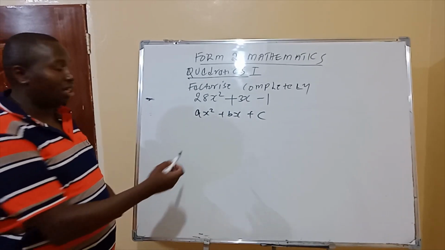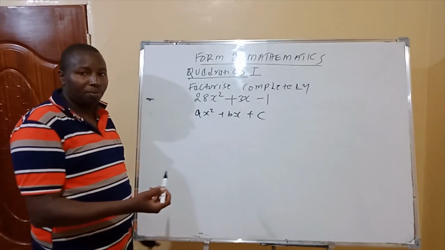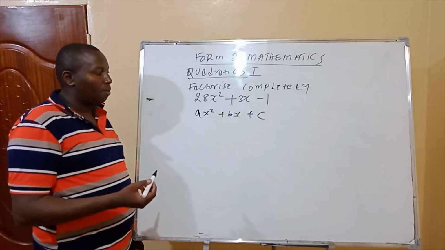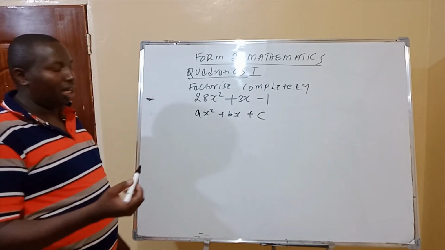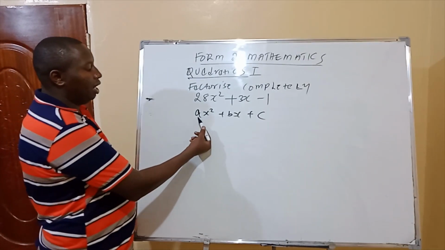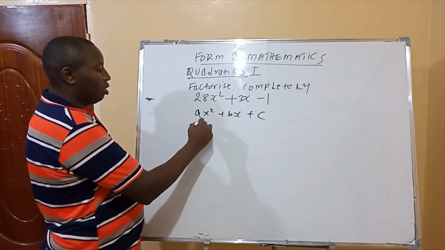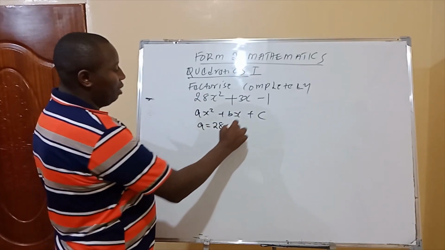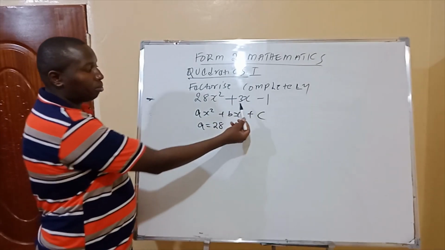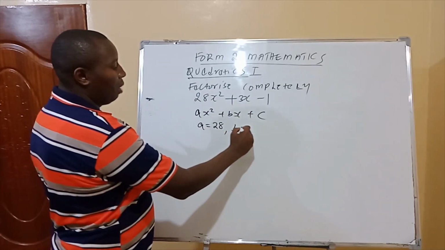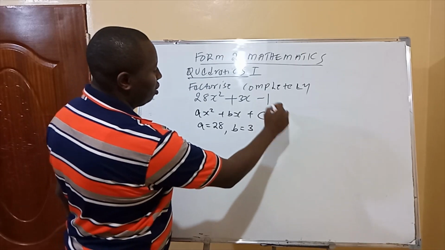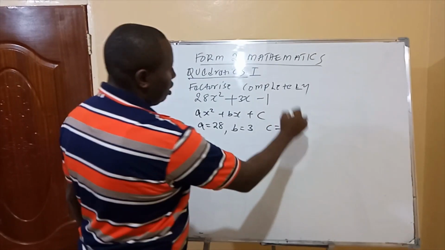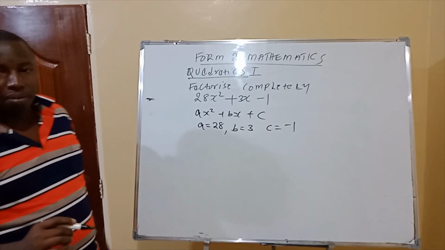So when you're given this kind of expression and you're to factorize, you are supposed to identify what your a is. A is the coefficient of x squared, so our a in this case is 28. Our b is the coefficient of x, where b is 3, and then c, which is the constant, is -1.